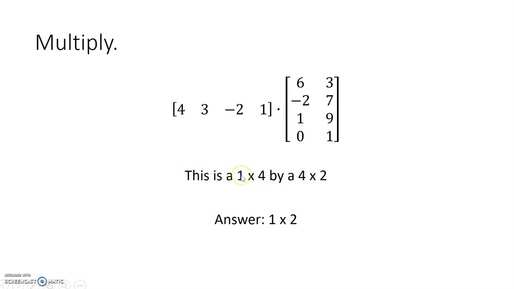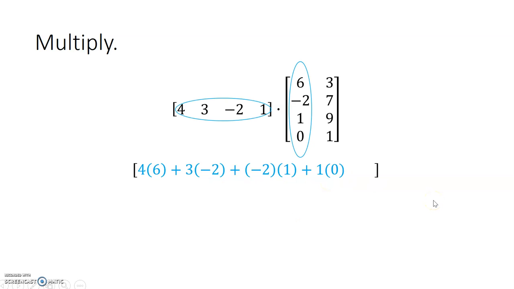And remember, we can get the dimensions of the product by looking at the outside numbers. So the inside numbers, again, they tell us that we can multiply. Yes, we can. They're the same. And then those outside numbers tell us what the product is going to be.